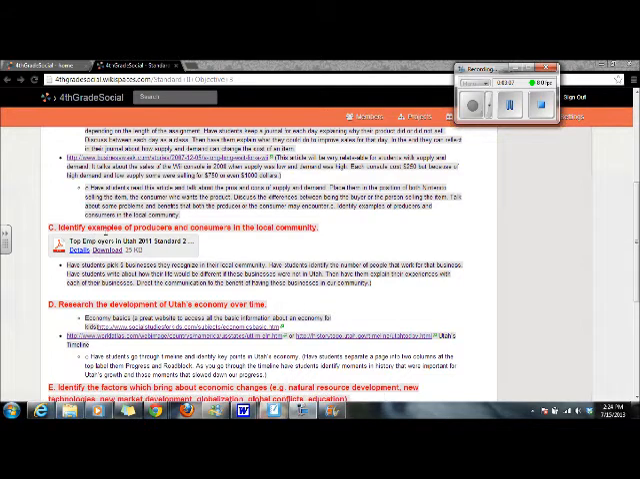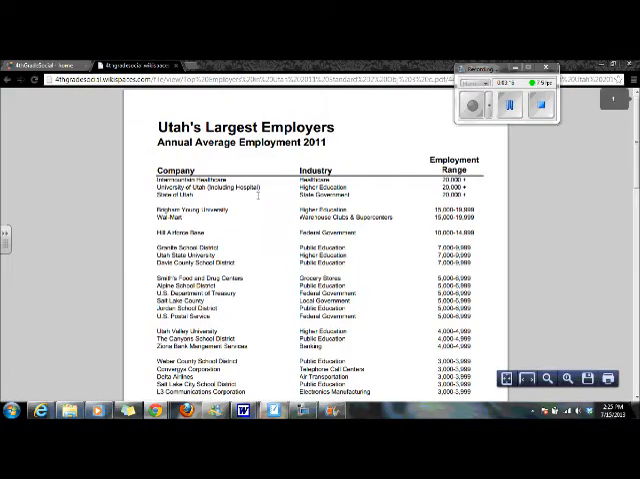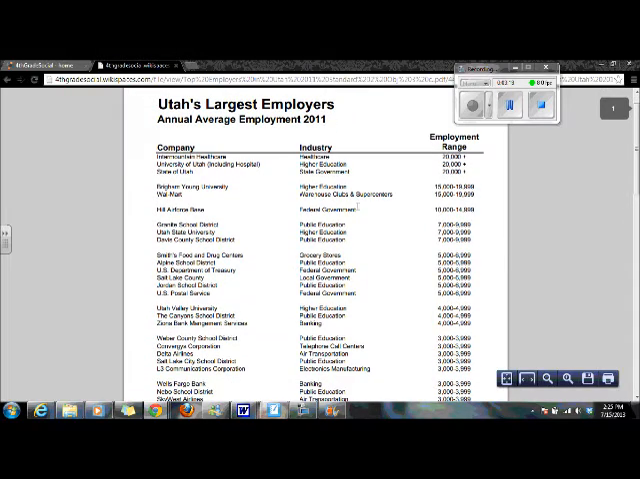The next standard: identify examples of producers and consumers in the local community. This comes with a downloadable version of Utah's largest employers. Students can evaluate different businesses they can identify with and how many employees work with them. Have the students look at businesses they recognize and talk about how those have affected them in their lives.